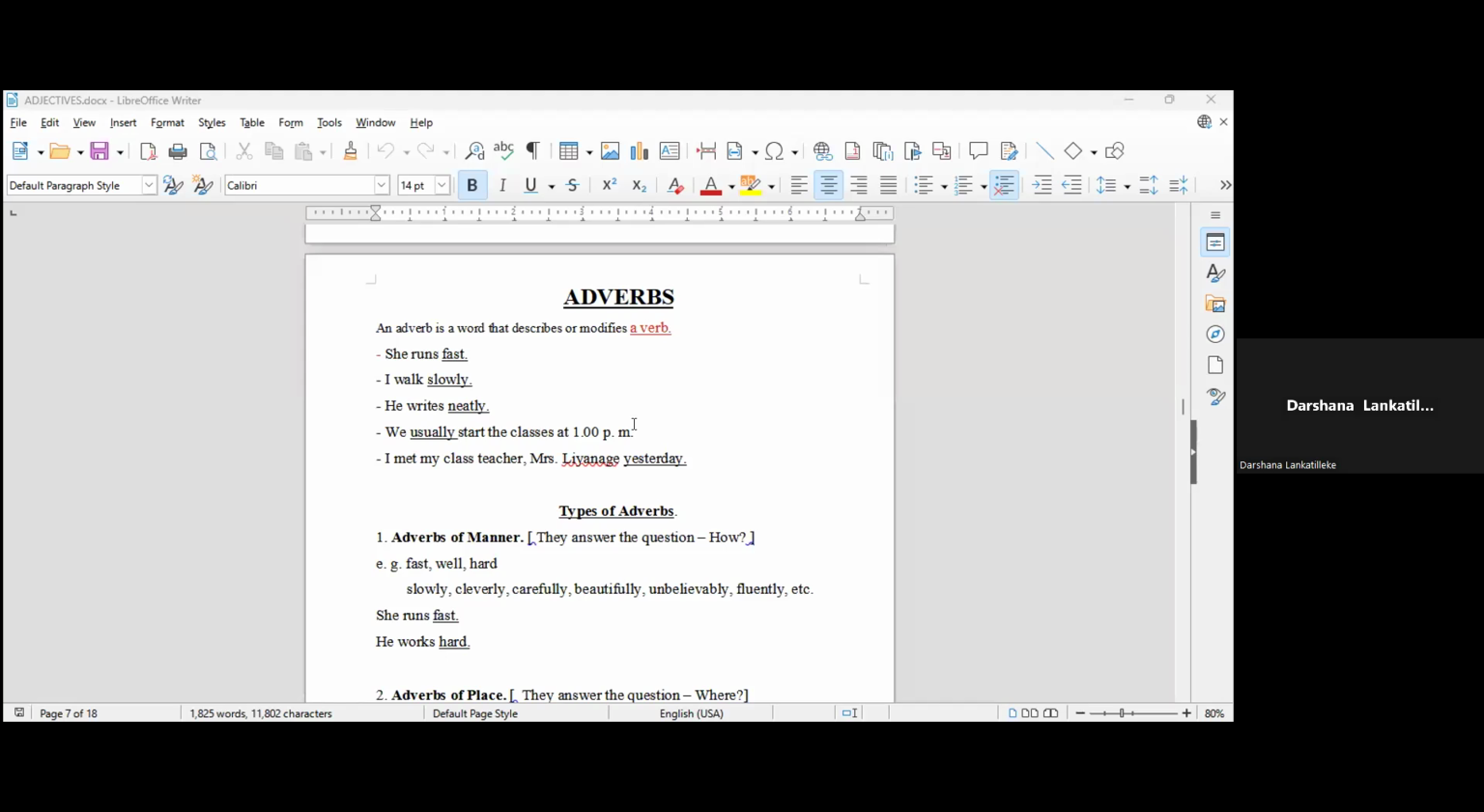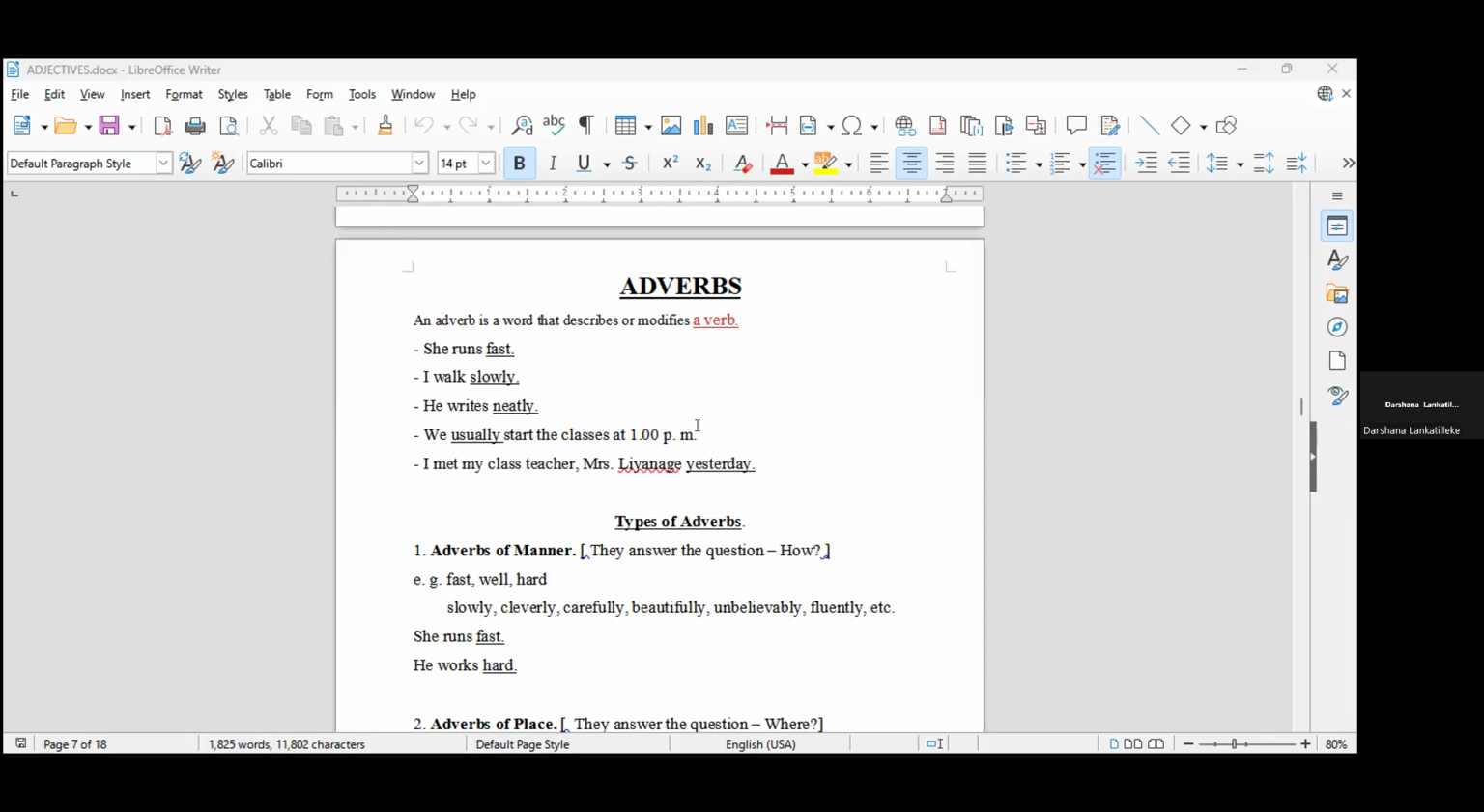Okay. So adverbs. In the previous lesson, we learned about adjectives. Adjectives means the words that describe the nouns. Today, we are going to learn about adverbs. An adverb is a word that describes or modifies a verb. The adverb modifies or describes the verb of a sentence.